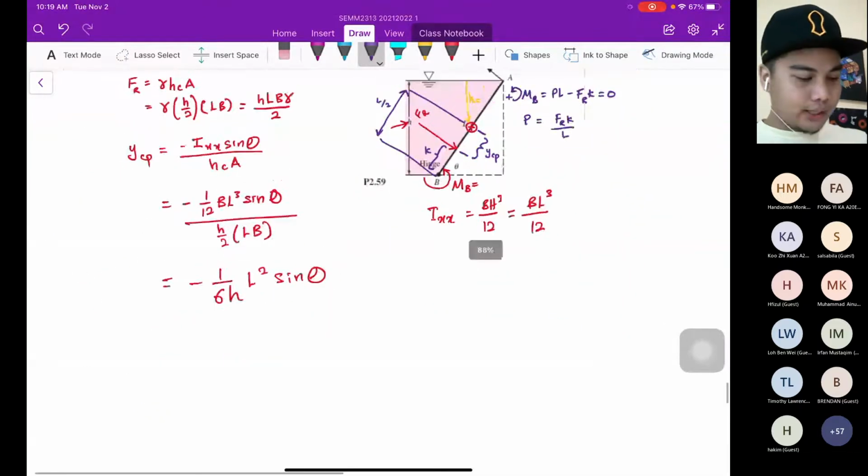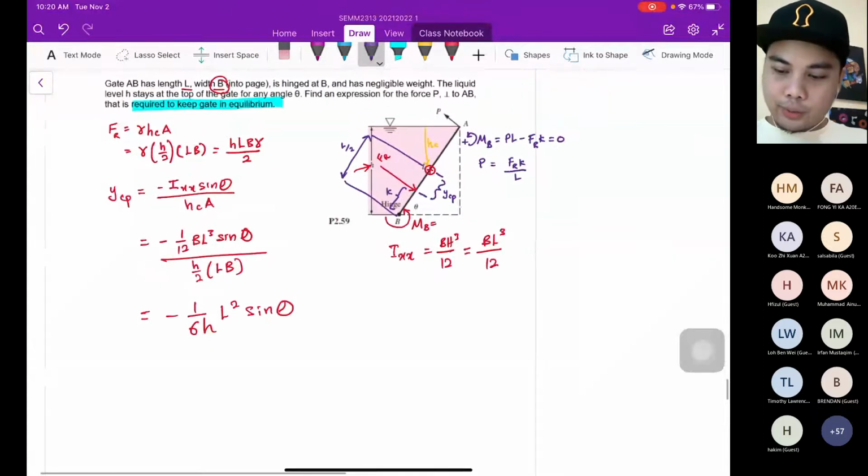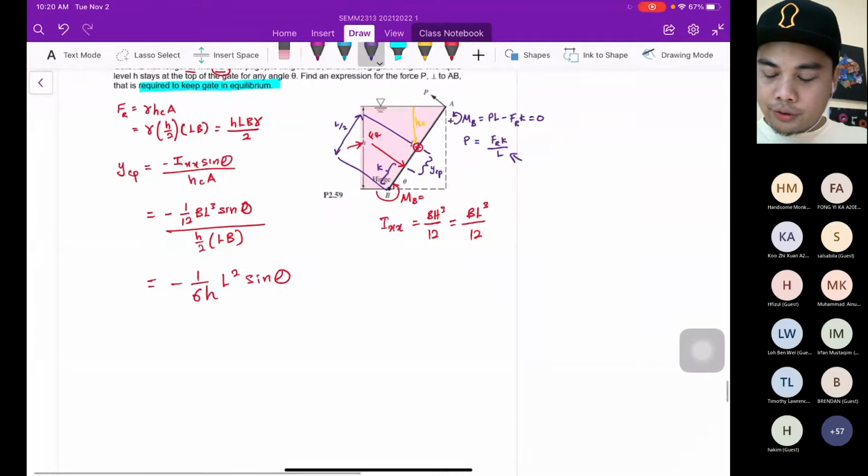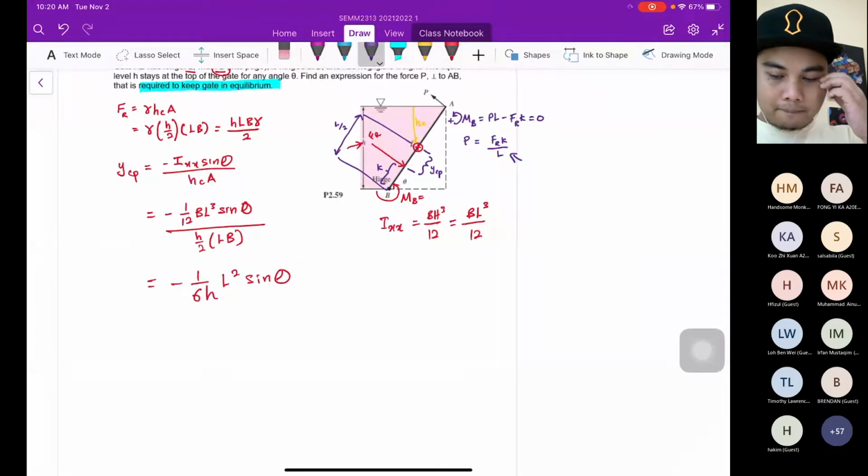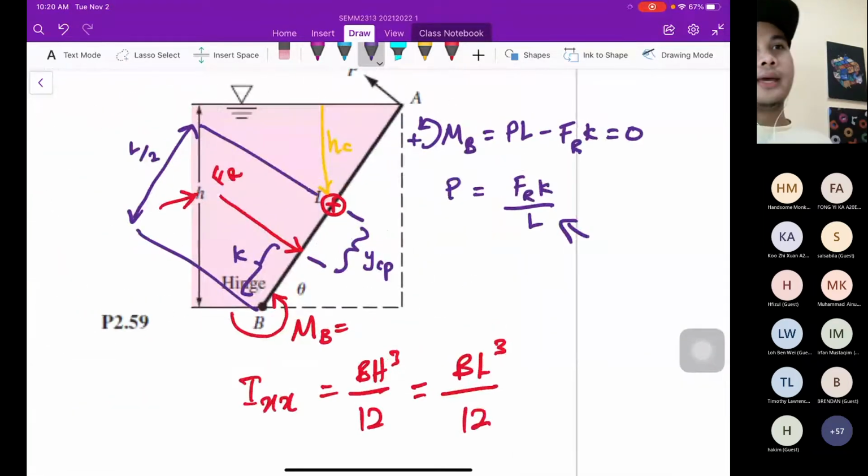Thus, just substitute in the equation here that we used before. Okay, F we know. K, how to get the K? How to get the K, class? Anyone would like to try? How to get the K?